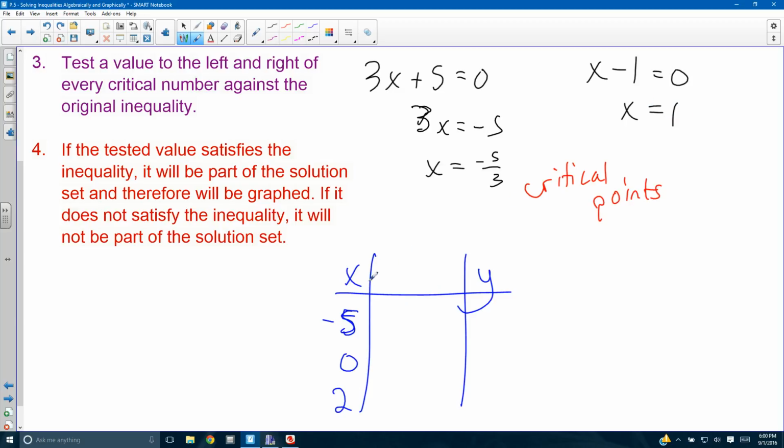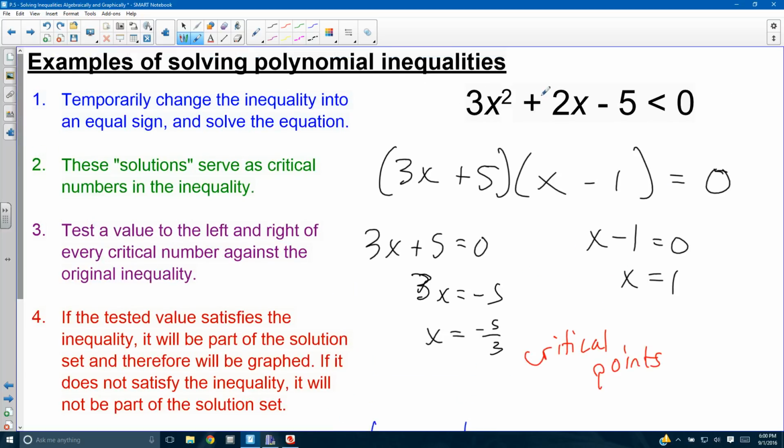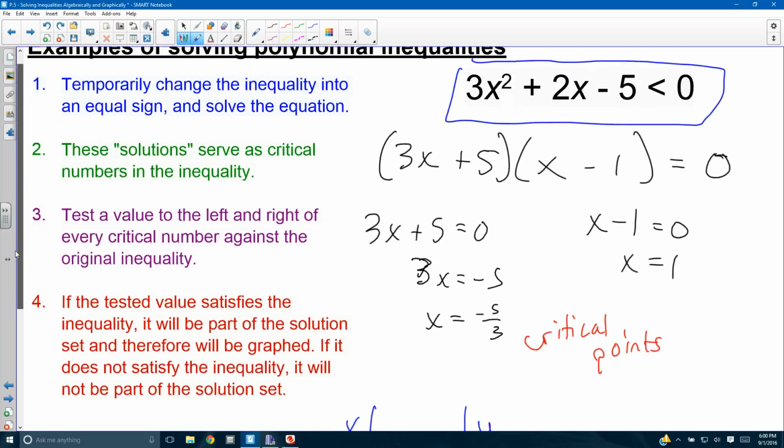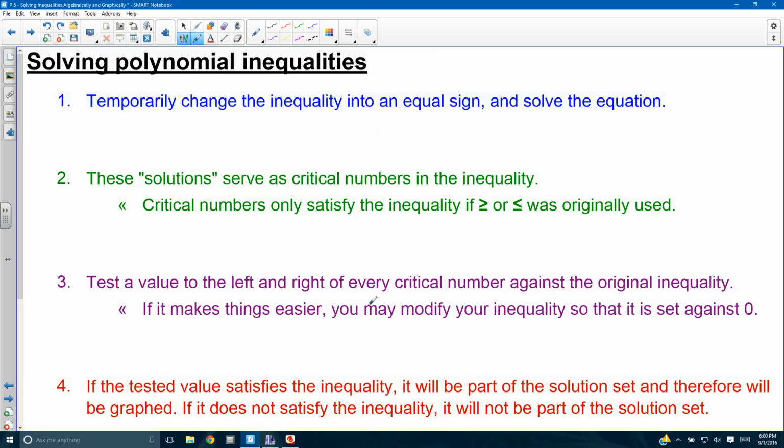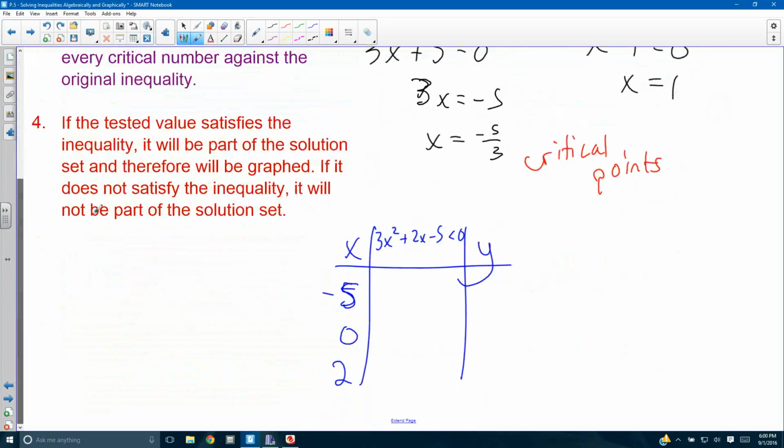So let's see what we do. What was the original one? Now we're going to test it against this inequality: 3x squared plus 2x minus 5 is less than 0. If it makes things easier, you may modify it so it's set against 0. The reason is that all you're testing is whether your number is negative or positive, right? If it's negative, it'll be true. If it's positive, it'll be false. That's it. So that's why it's sometimes easy to just test against 0.